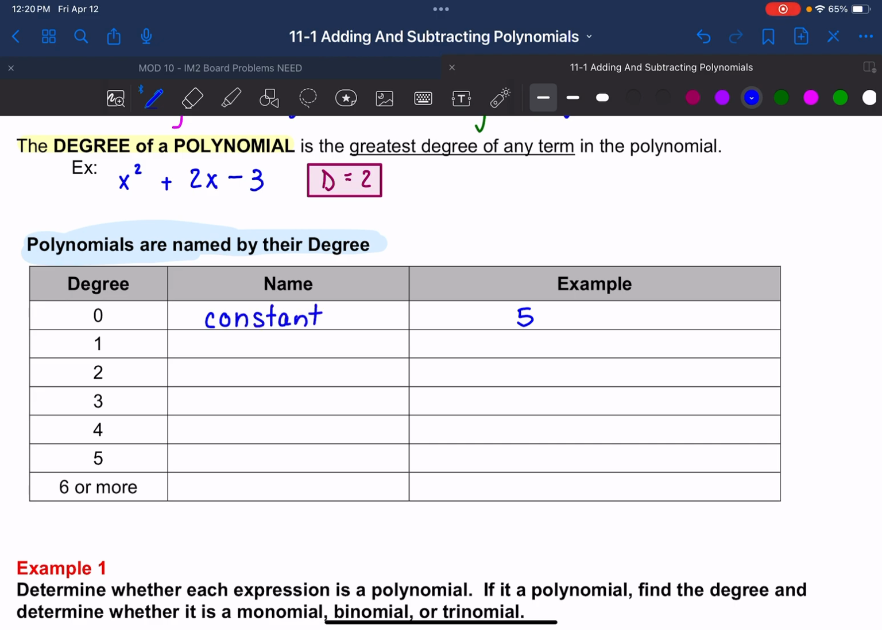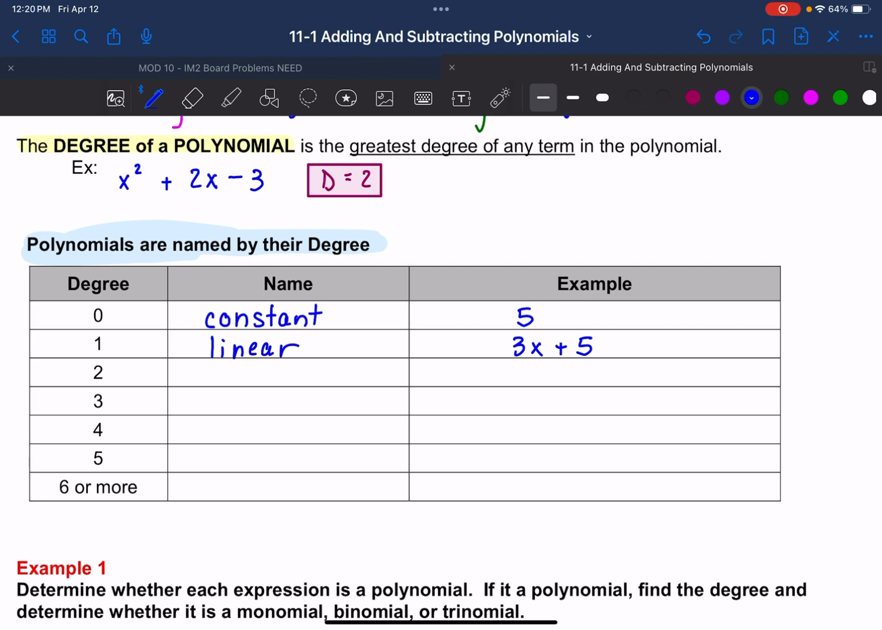Okay. Then if we have something that is to the 1st degree, what would that look like? Anything like 3x, I don't know, plus a number. Well, think of what that is. We know that that's linear if we were to graph that, if it was y equals. So that's why we call it a linear polynomial.